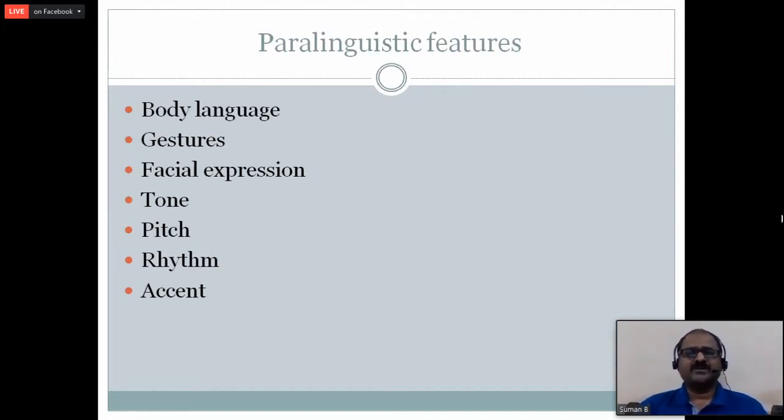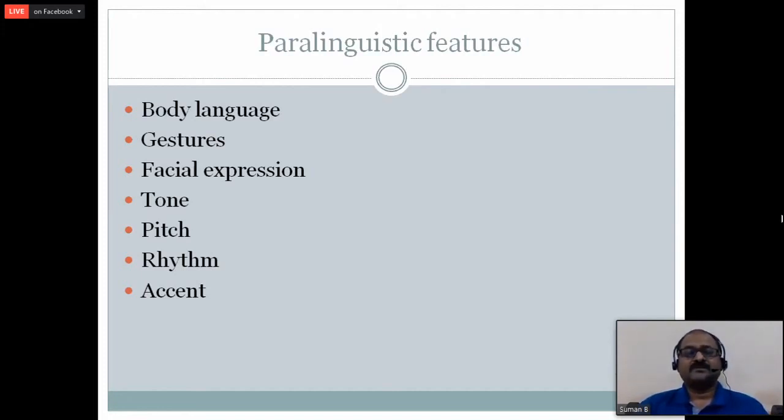In fact, gestures and facial expressions also come into body language. So in today's session, we are not going to focus on body language and related aspects. All of us know that it is very important. We talked about the importance of this, especially when we talked about TPR, if you remember, in one of our previous sessions. Body language can play a very important role in the teaching and learning process, in the communication process in general. All of us know that as teachers. So we are not focusing on those aspects in today's session.